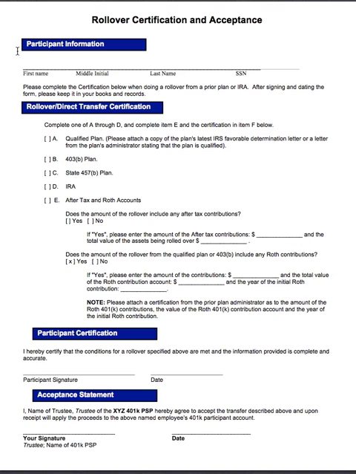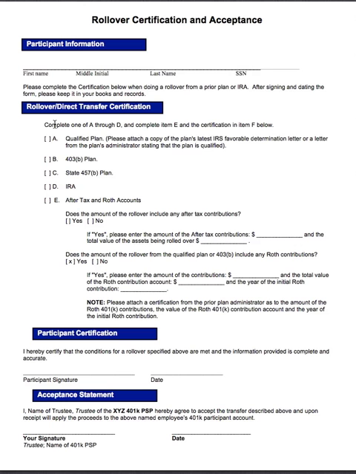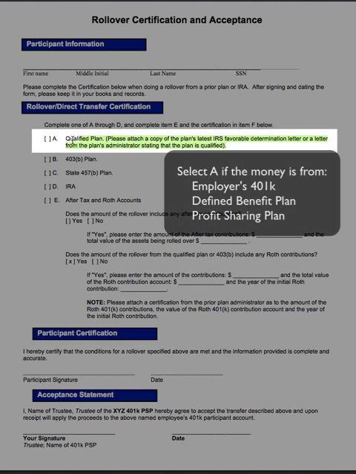First section, participant information. Pretty much self-explanatory. What you're going to do is put down your first name, middle initial, last name, social security number. No big issues there. Rollover direct transfer certification. Here's where you're going to say, where did the funds come from? So what you're going to do is go ahead and select a qualified plan if the money is coming from a 401k, a defined benefit, a profit sharing. Basically, if the money is coming from a previous employer, you're going to mark Section A.